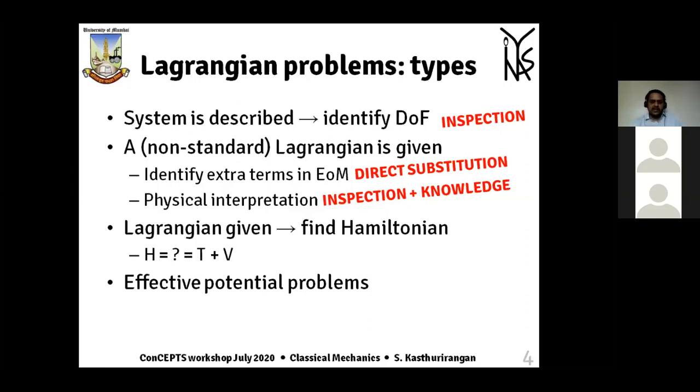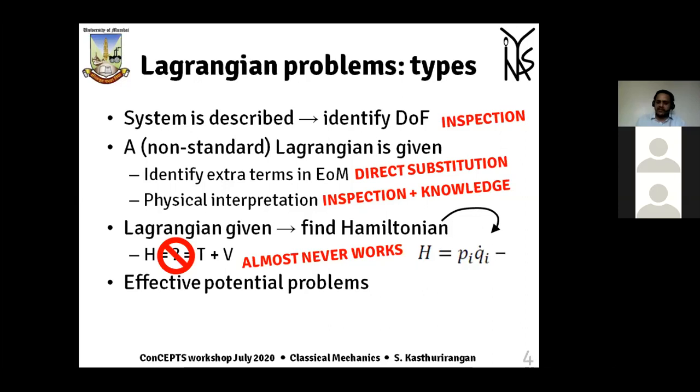Another type is, given the Lagrangian, find the Hamiltonian. In this case, H equal to T minus V doesn't work. In most cases, it will not work, because no one will give you a question where you can directly do T plus V. The correct prescription for finding the Hamiltonian is the definition: summation of p_i q_i dot minus L. If you follow this prescription, it will lead you to the correct Hamiltonian. This is the definition, so one has to be careful about this.